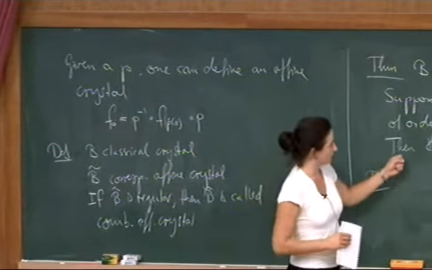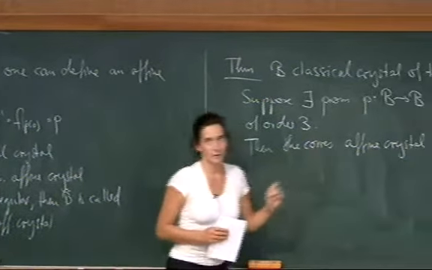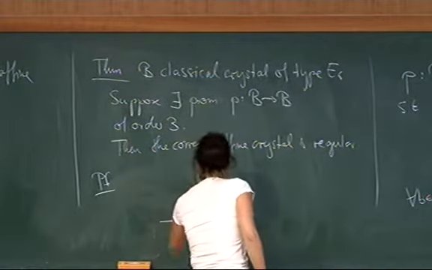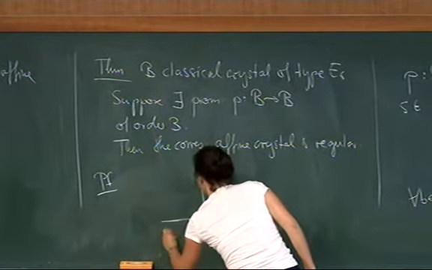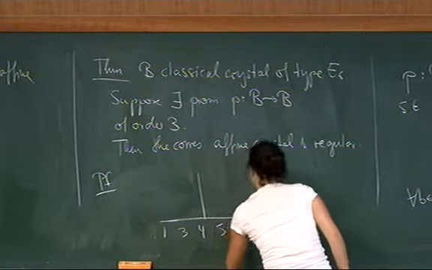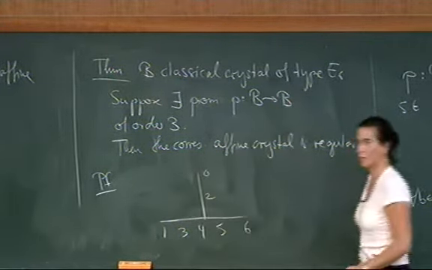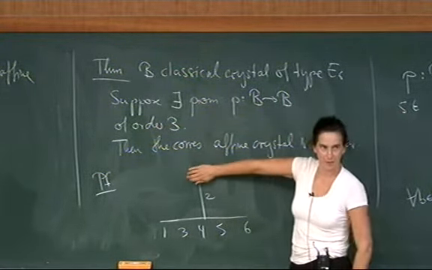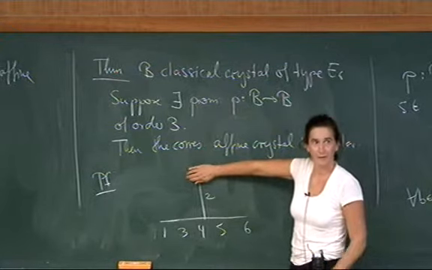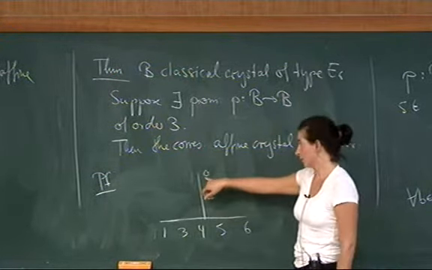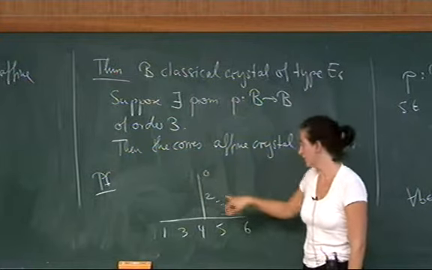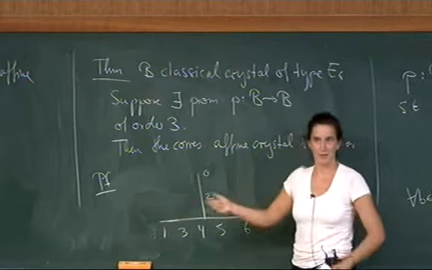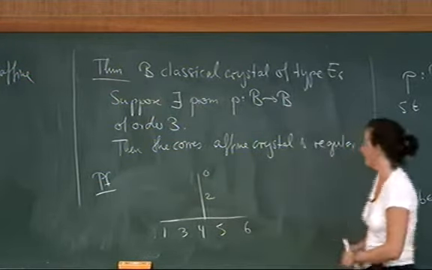Okay, but to prove that this is regular, what we need to show is, let's remind ourselves how the Dynkin diagram looks. This was 1, 3, 4, 5, 6, 2, 0. Since we are starting with a classical crystal, if we remove the 0, everything is fine by construction. So we only need to show that if we take an F0 and any other Fi, we have the correct commutation relations between the Fs.